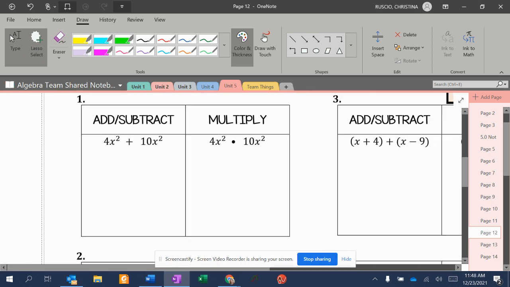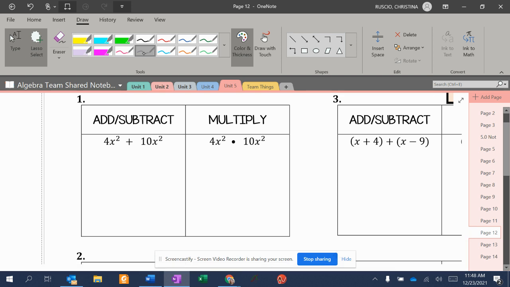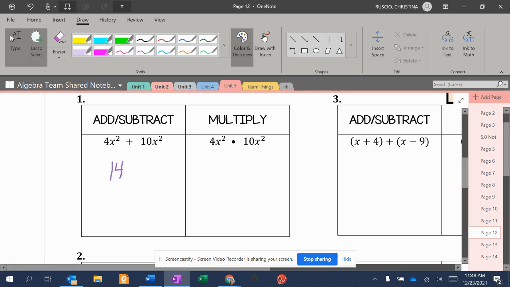So like in number 1, if we're adding 4x squared plus 10x squared, that's 14x squared. But if we multiply them, 4 times 10 is 40, and then we have to add the powers or the exponents of the same base. So this is x squared times x squared. That's x to the 4th. And I meant to say x squared. I think I said 2 squared.